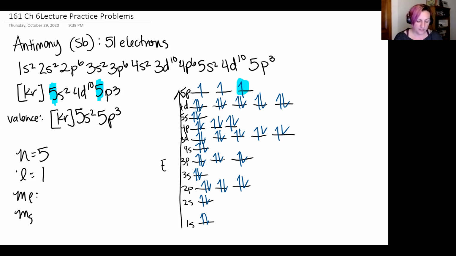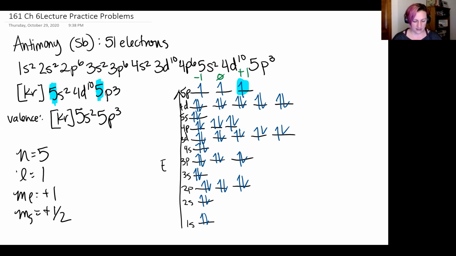Now our m sub l, remember we go -1, 0, +1, so I'm going to call that one +1. And our m sub s is going to be +1/2 because it's the only electron in the orbital. So it'll be the first one added in, which we always do spin up. And then the second one added is spin down, just by convention. All right, and that's everything for antimony. Next, we're going to move on to carbon.